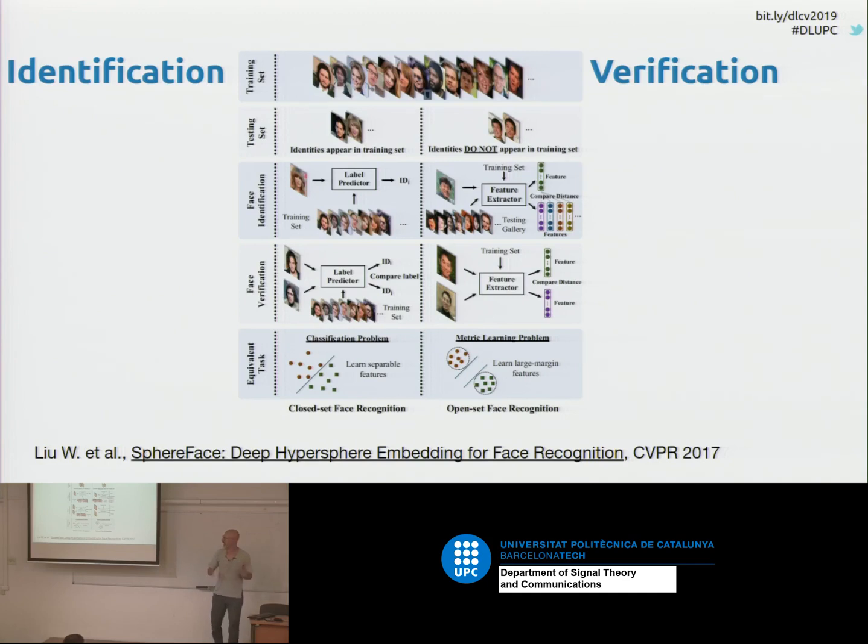And there is also open set face recognition. In open set face recognition, the system will be presented with individuals that were not available, that you don't have images of at training time. This is the case in most real-world applications.